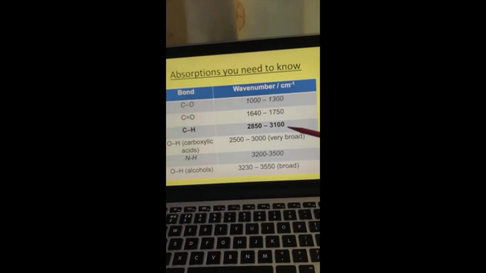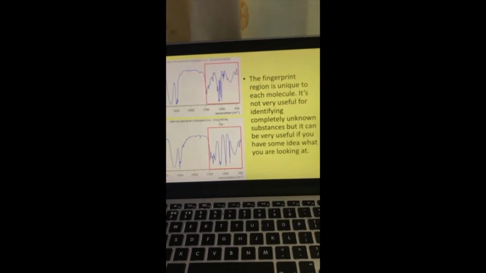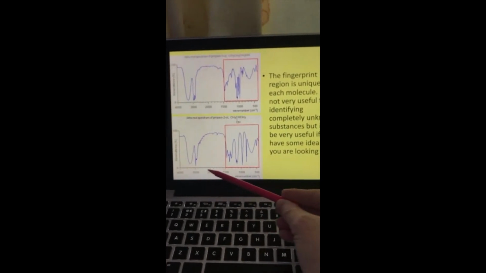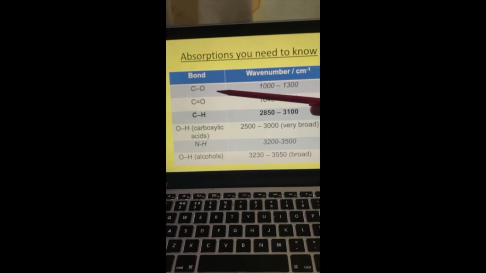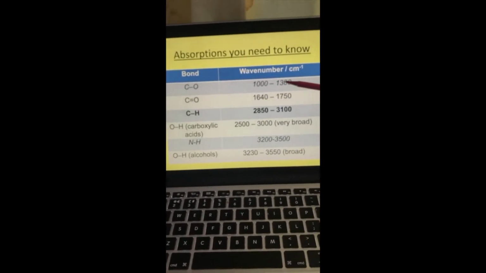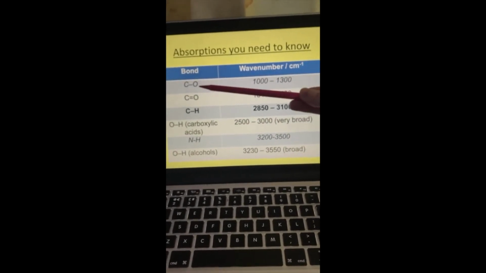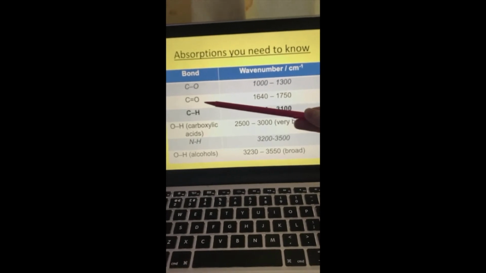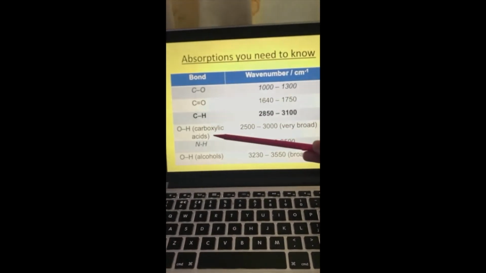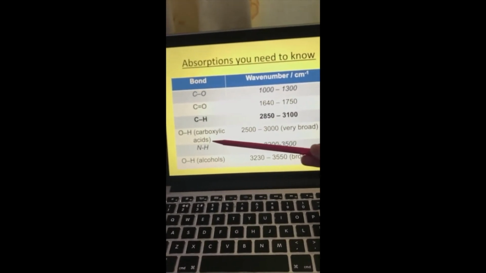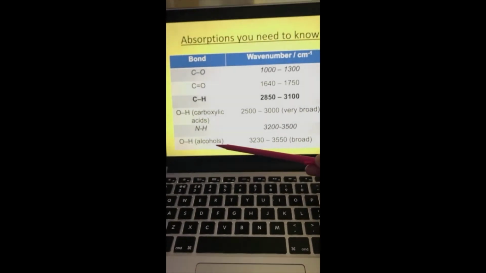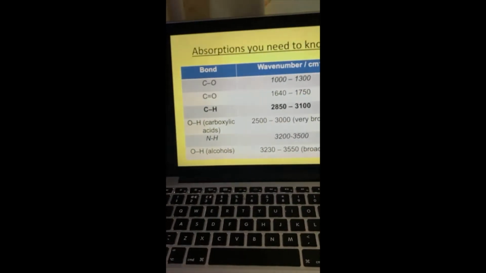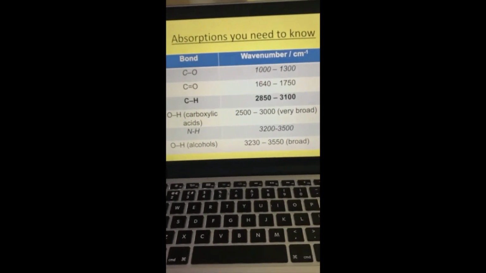Here's your wave numbers. So these are the numbers that are along the bottom. You see these ones, these numbers here along the bottom? Okay. And these are the bonds that are attached to that particular absorption. So here's a carbon-oxygen double bond, carbon-hydrogen, an OH in a carboxylic acid. Don't need to worry too much about that one. We'll do that next year. And an OH in an alcohol. Okay? So that's what we're looking for.